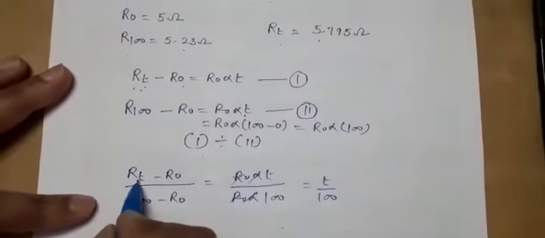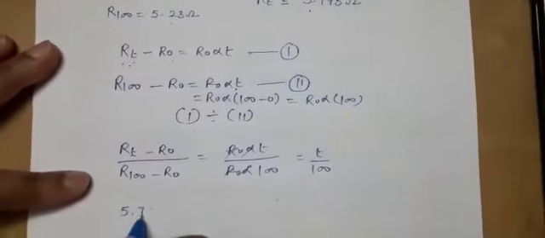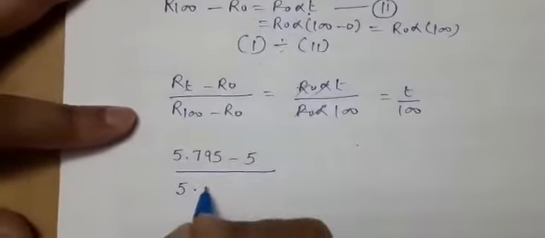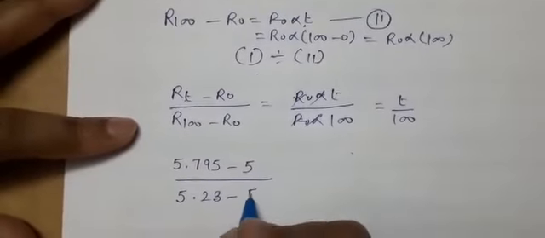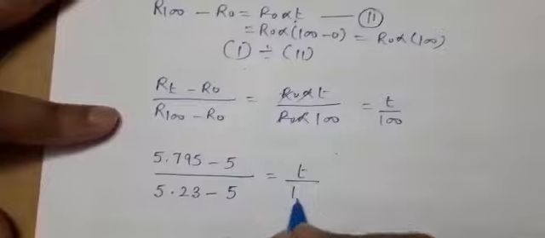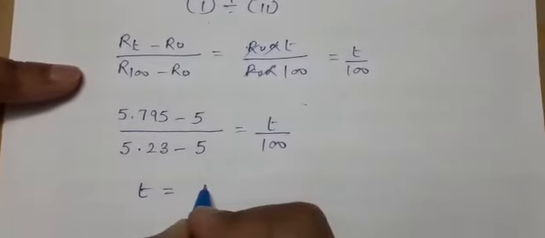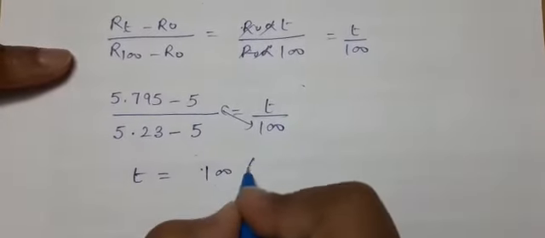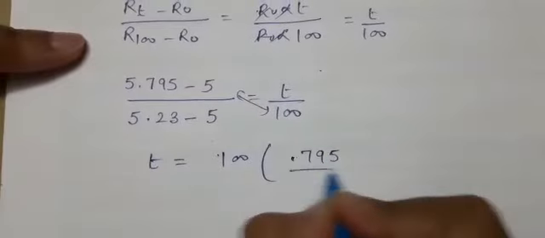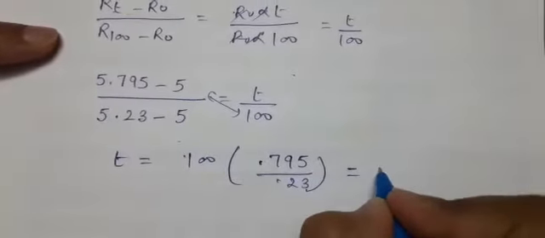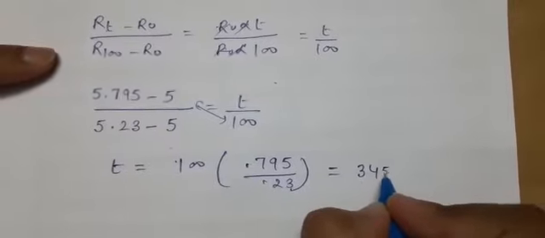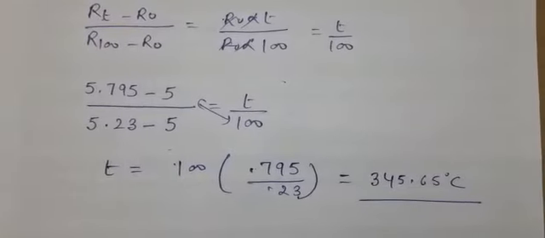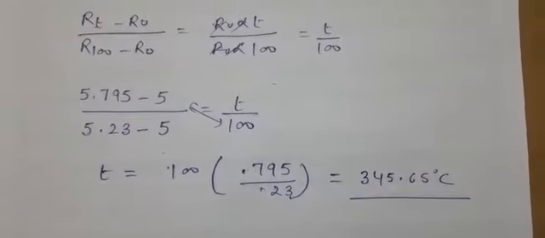Now it's quite simple. RT has been given, this is 5.795 minus initial, which was 5. R100, that is resistance at 100 degrees Celsius, is 5.23 and initial resistance is 5. So it is T by 100. So T, you will solve by cross multiplying. Then you will get 100 multiplied by 0.795 divided by 0.23. On solving it, it will come out to be 345.65 degree Celsius.